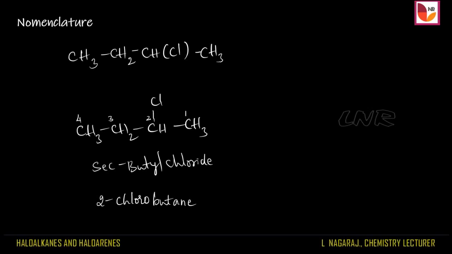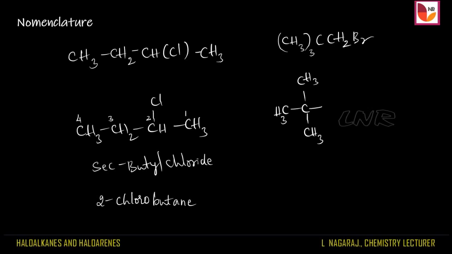And consider one more example, that is CH3 thrice C and it is CH2Br. So the molecule is to be written as CH3 and methyl groups thrice. So the carbon which contains three methyl groups and CH2 and it is Br.